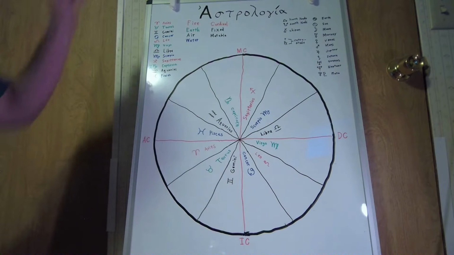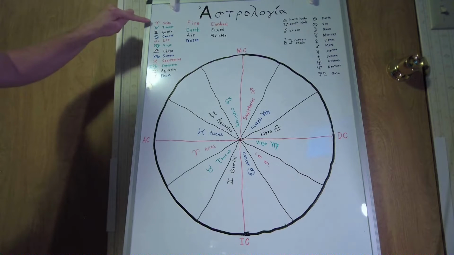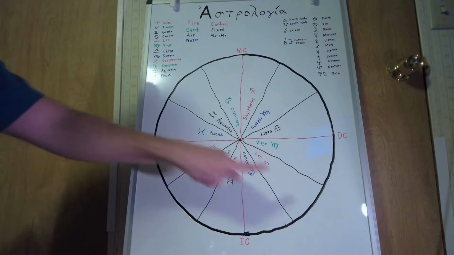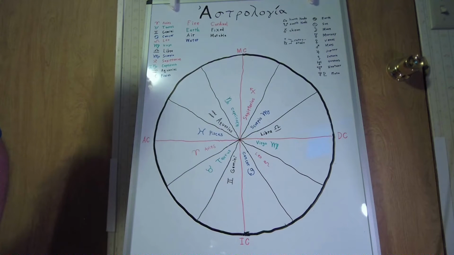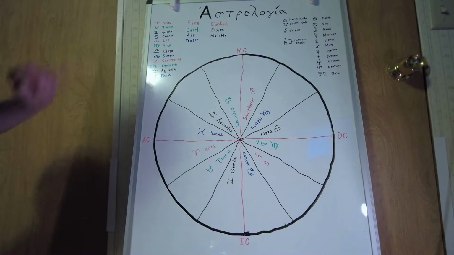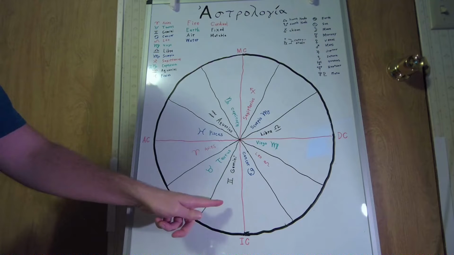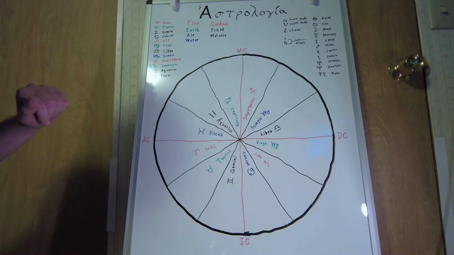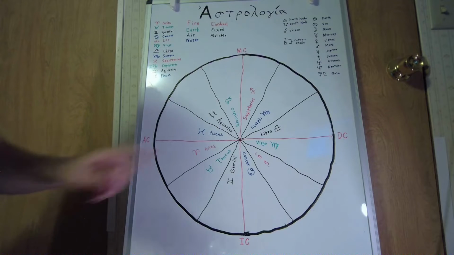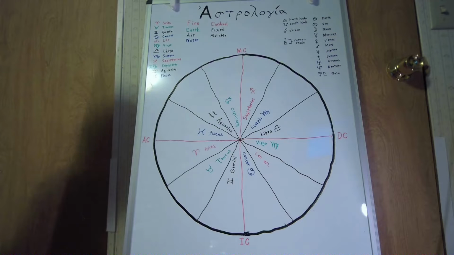First of all, I have fire as red. So that means Aries, Leo, and Sagittarius. Aries, Leo, Sagittarius are also red, so they're fire signs. Earth is green, so Taurus, Virgo, Capricorn. Air is black, Gemini, Libra, Aquarius. Water's blue, so Cancer, Scorpio, Pisces.